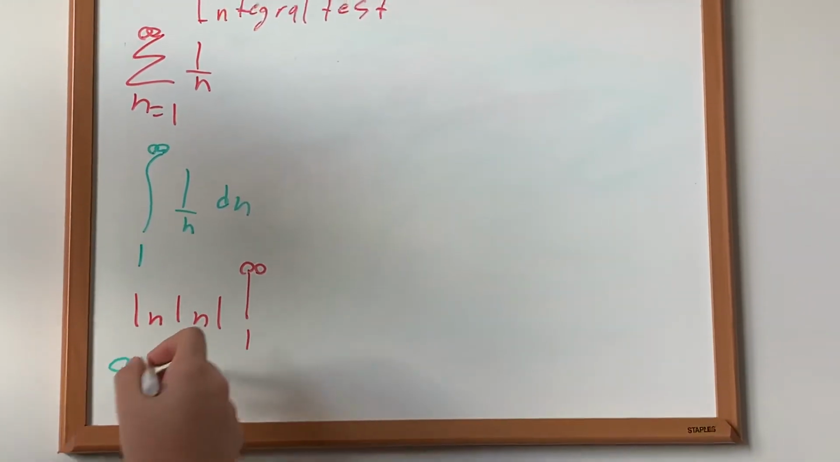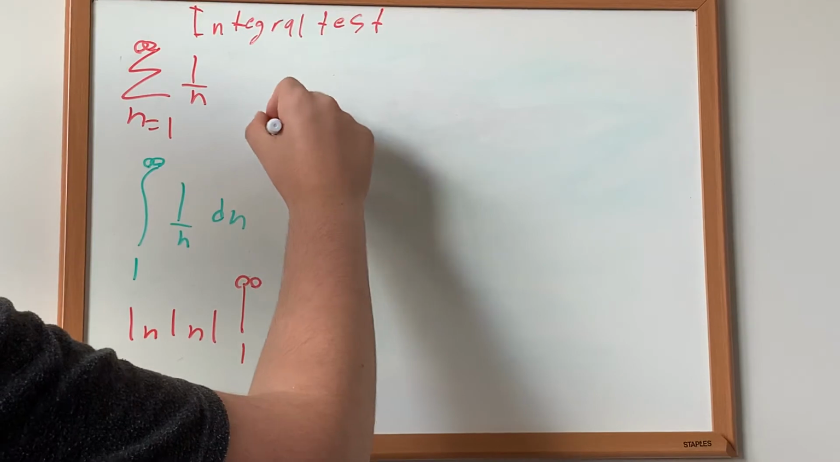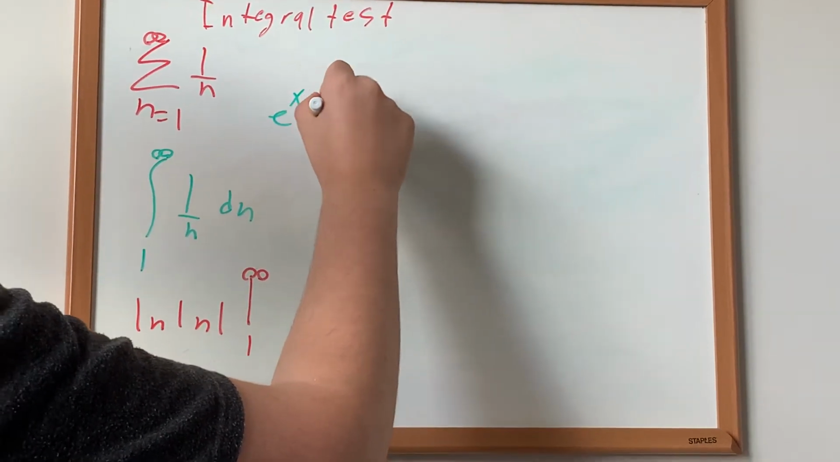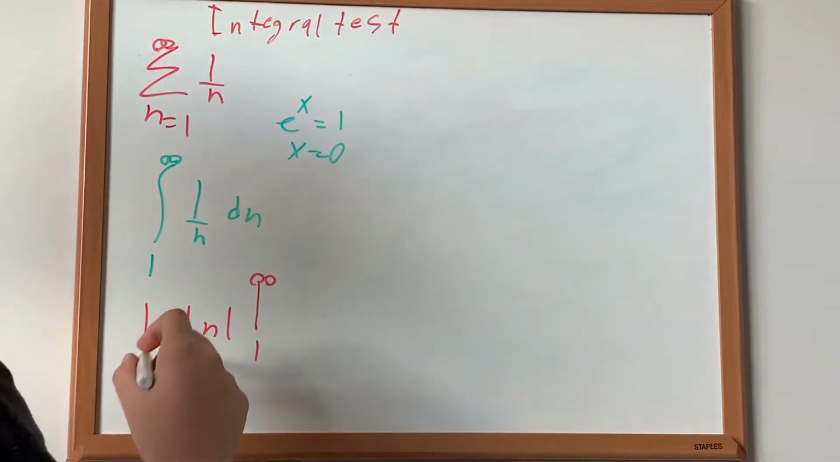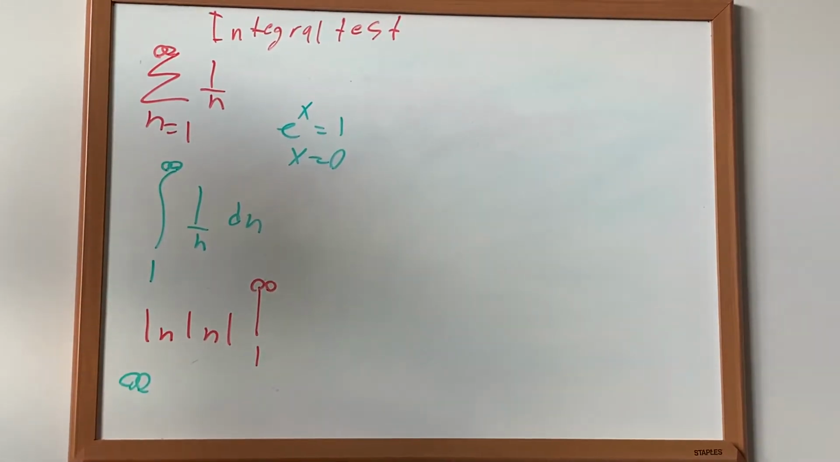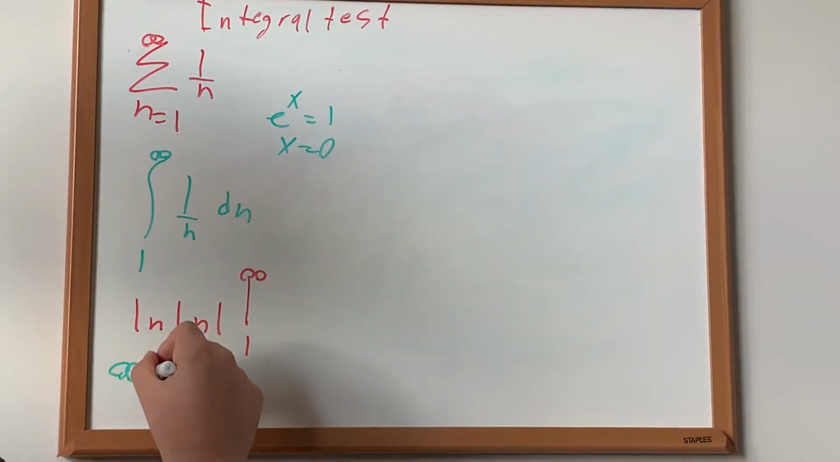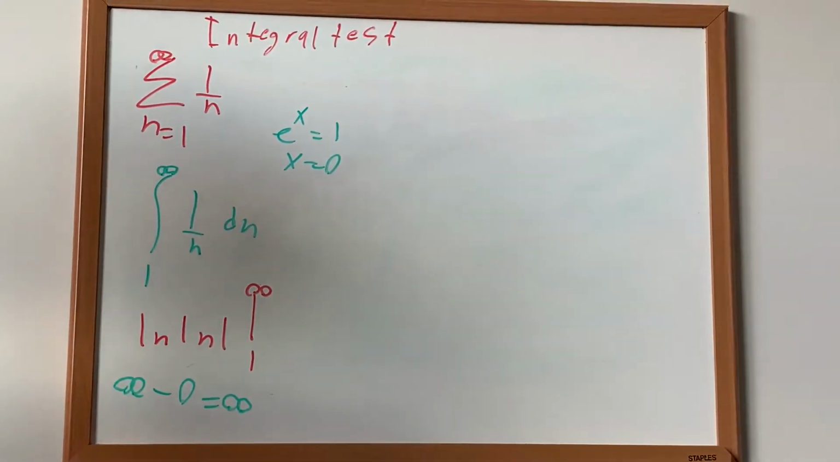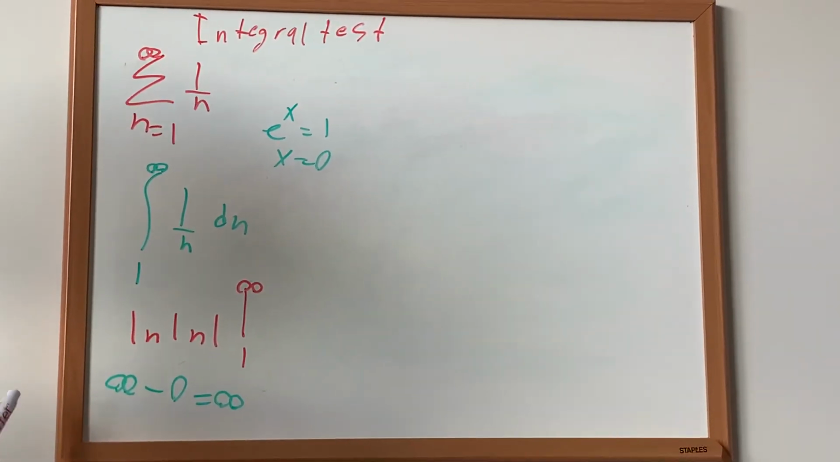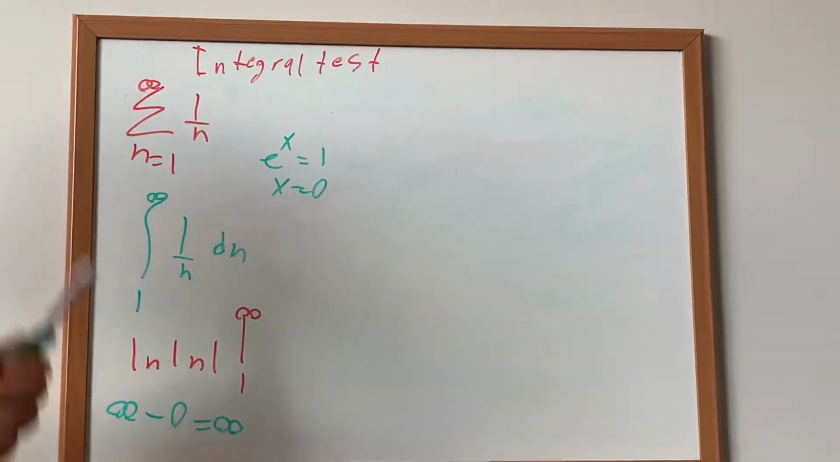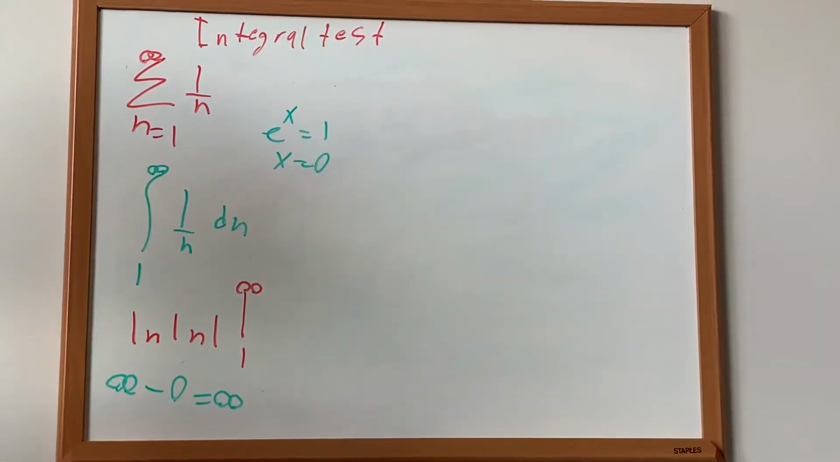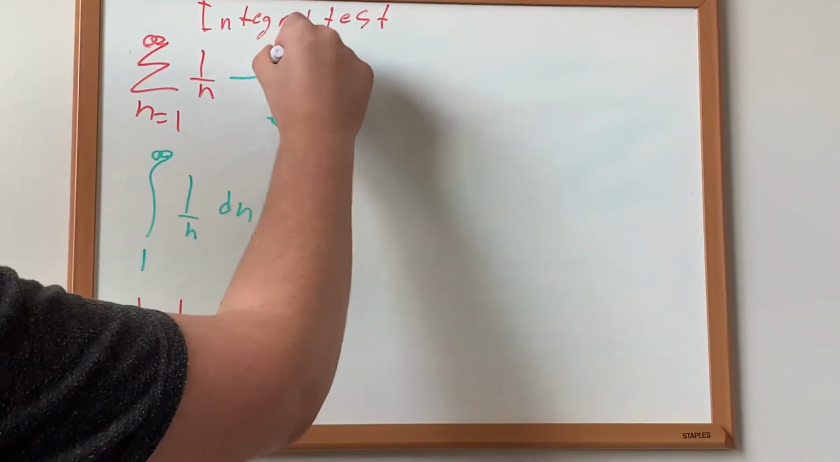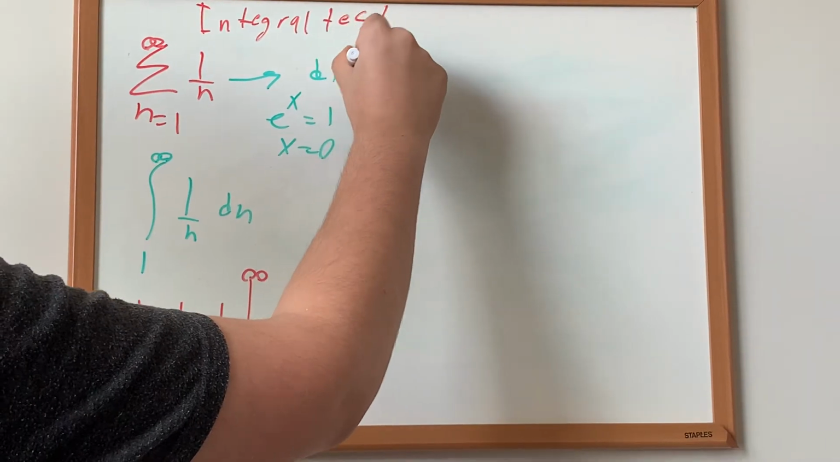And the natural log of 1, we say that e to the x is equal to 1, so x is equal to 0. That means the natural log of 1 is 0. So infinity minus 0 is equal to infinity. That means this integral diverges to infinity. So this means this series of 1 over n also diverges.